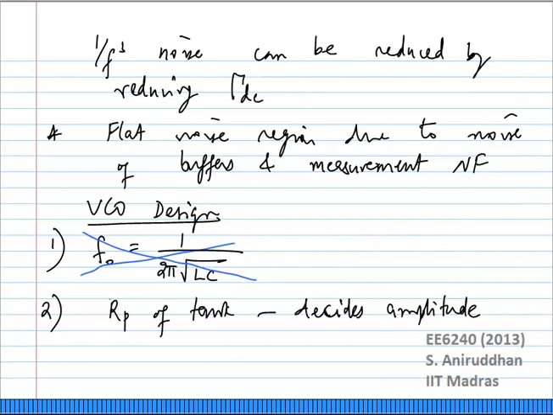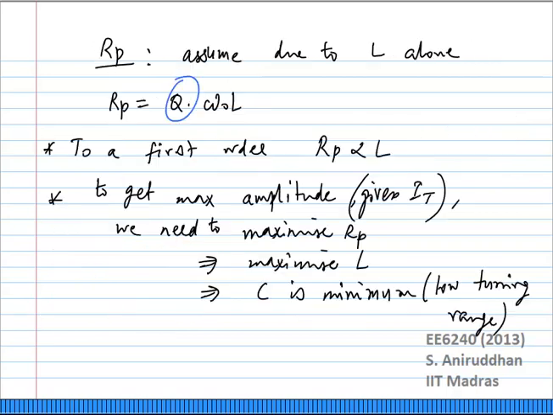Okay, a better way to do this is to start off with the amplitude. You know that you want maximum amplitude from the VCO, and you know that the amplitude is a function of the bias current and the parallel resistance of the tank. So to first order, you're going to assume that all this parallel resistance comes from the inductor. Okay, and we said that this Rp is more or less proportional to the value of L. Even if the Q changes, it changes very little compared to the actual value of the inductor itself.